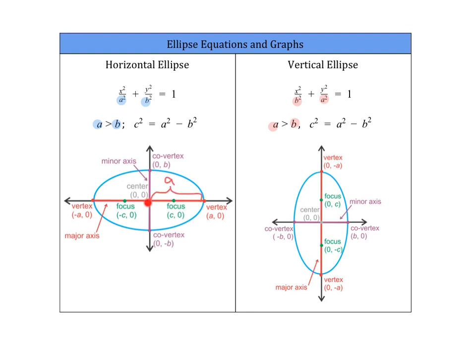You'll see that the distance to the left is also a. So here to here, the distance is a. You use the value under x squared, take the square root, and that will tell you how much to move left or right. And whatever is under y squared, again you take the square root, and that will tell you how much to move up or down. Because, as you see, this is called a co-vertex. The distance from the center to here is b, and this distance is b.